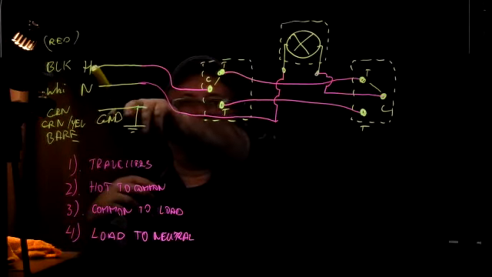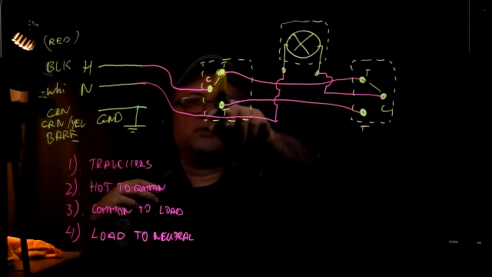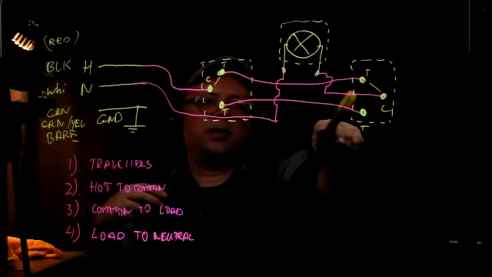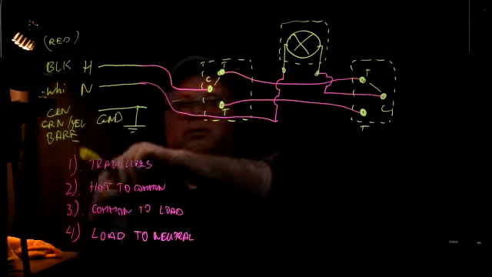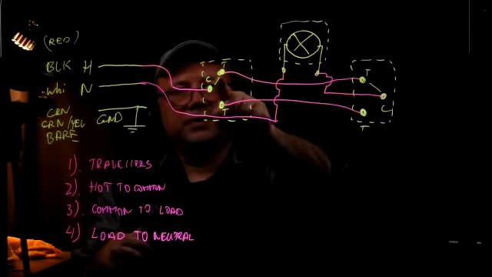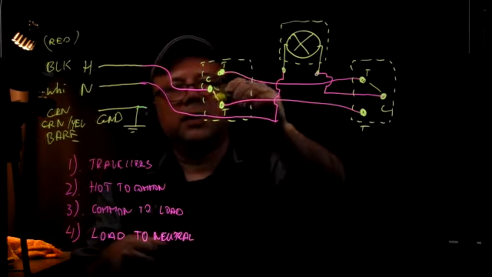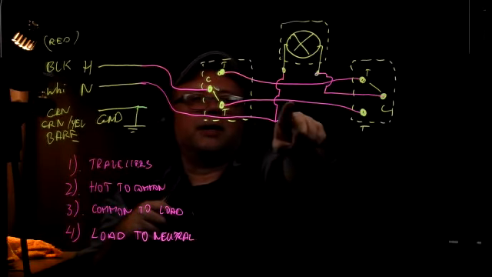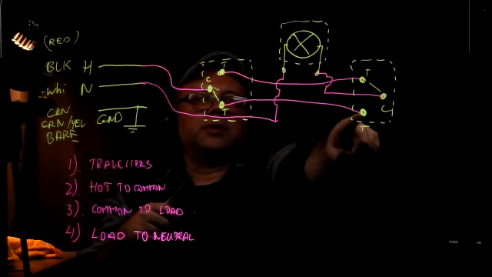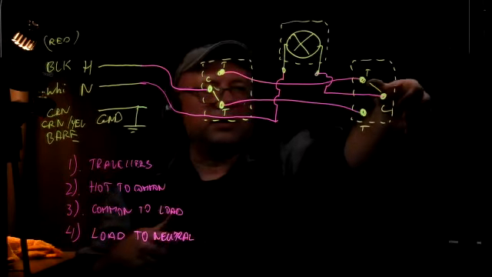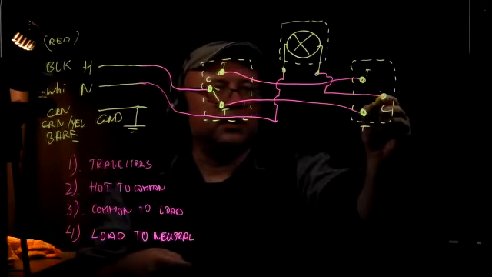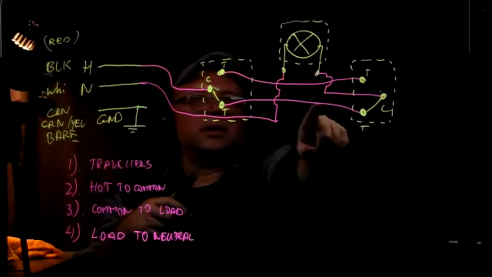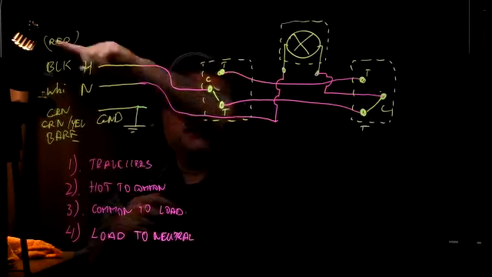Let's analyze the current. It goes here, travels through the switch, goes to the common, from common to load, and through the load it comes back to neutral. The light bulb is on. Flip the switch this way here. Current tries to travel here, goes through that, and there's no connection. But if we flip the other switch this way, then we have that light bulb on again, through the load, and back to neutral.